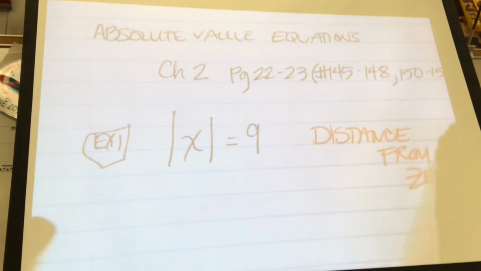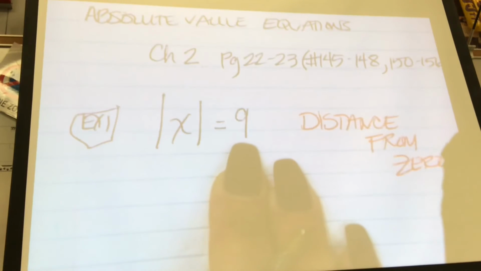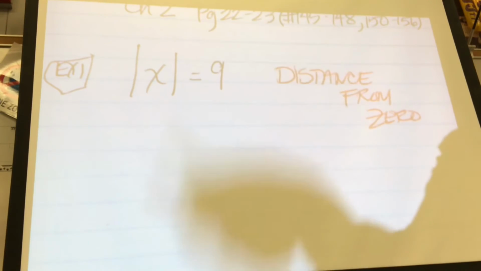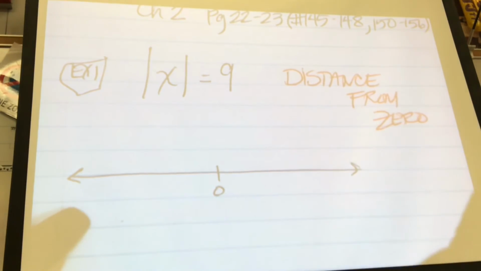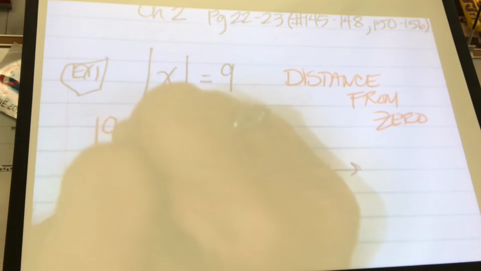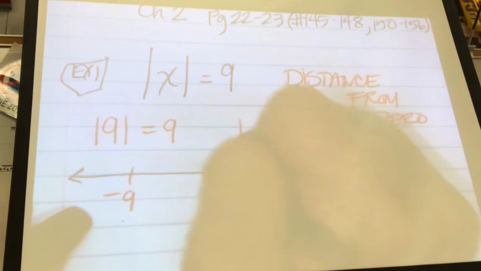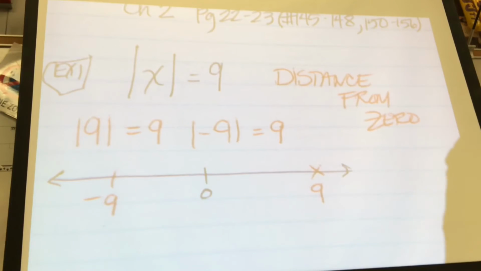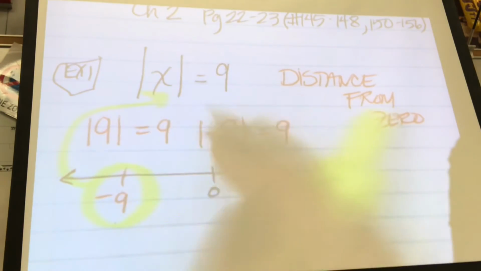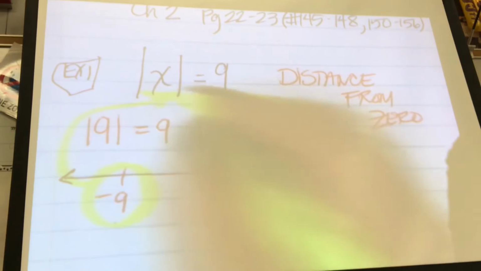So if your distance is 9, that means you can be in 2 places. Steve, do you remember what 2 places you could be? Very good. If you are 9 feet away from 0, you could be at 9 or you could be at -9. Because the absolute value of 9 is equal to 9 and the absolute value of -9 is also equal to 9. Because if I take this -9 and plug it in here, I get 9. If I take this 9 and plug it in here, I get 9.